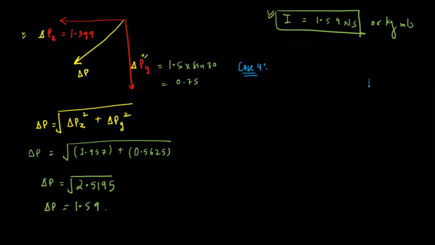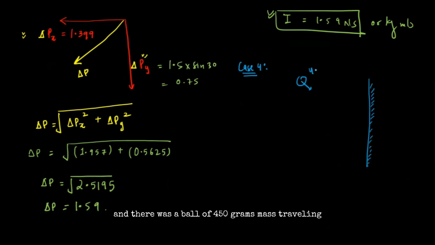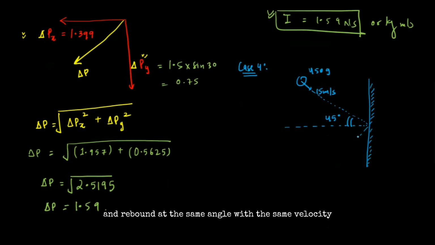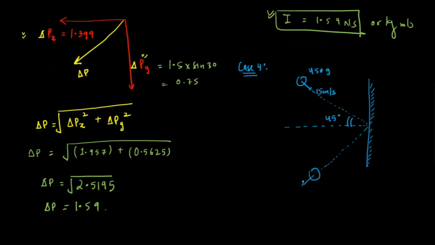So this is a ball once again, and there was a ball of 450 grams mass traveling at 15 meters per second, hits the wall at an angle of 45 degrees and rebounds at the same angle with the same velocity. The question is to find the impulse.